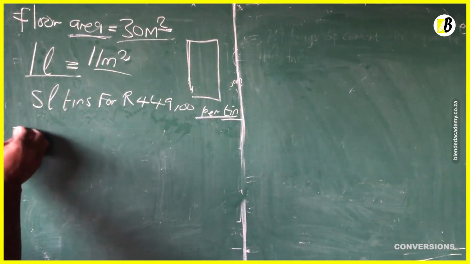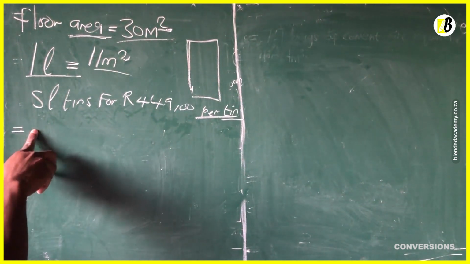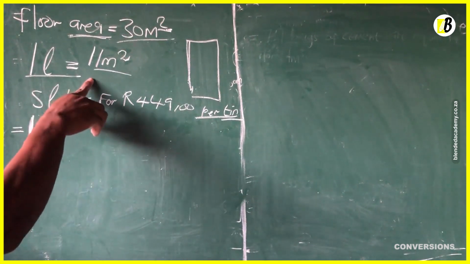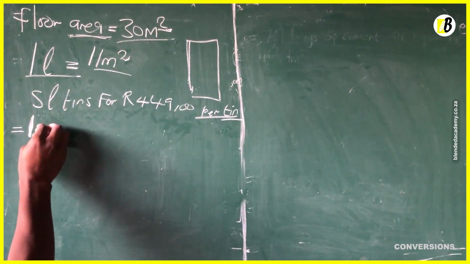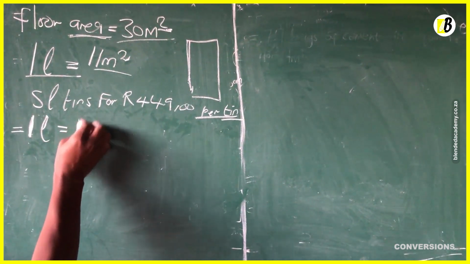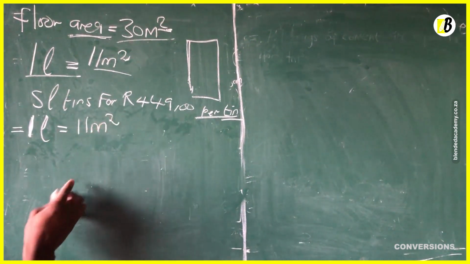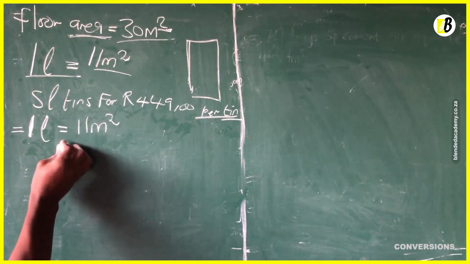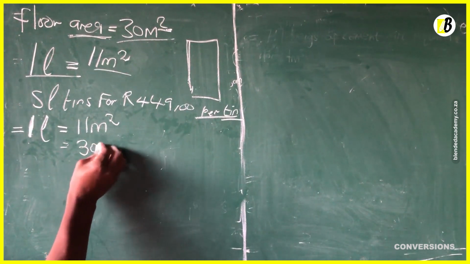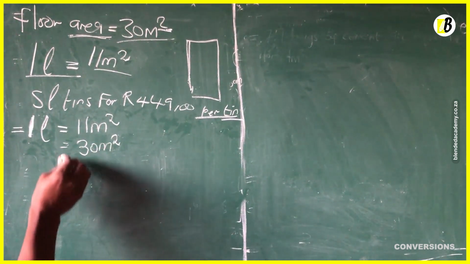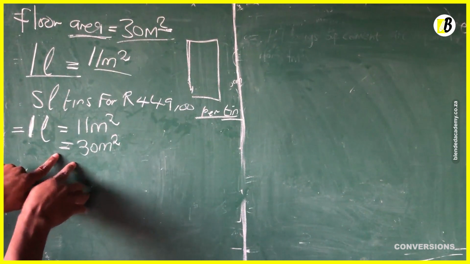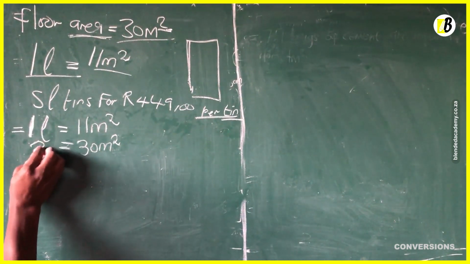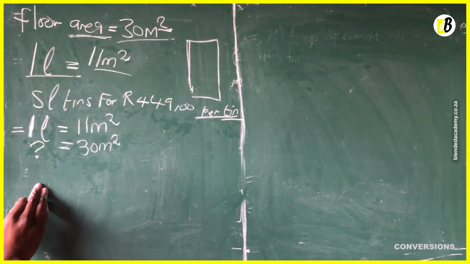So remember, you have been given the ratio that 1 liter is equivalent to 11 meters squared. Let's write it down. And then the amount of area that you are required to cover is 30 meters squared. So basically what you're trying to find out is the liters of paint that you're going to require, so I'm going to put a question mark here.